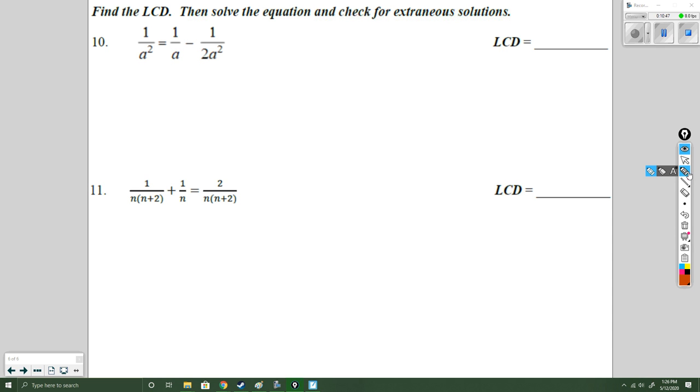Now, of course, in more complicated examples, we have to find that LCD first, and then we have to multiply each term by that LCD. So in 10, we have 2a squared as the LCD, so we're going to multiply each one of these by 2a squared. On the leftmost fraction here, the a squared is going to cancel out. We're just going to have 2 times 1 left. In the middle fraction here, an a is going to cancel out, which just leaves 2a. And on the rightmost fraction here, the 2a squared cancels out, so we just have minus 1.